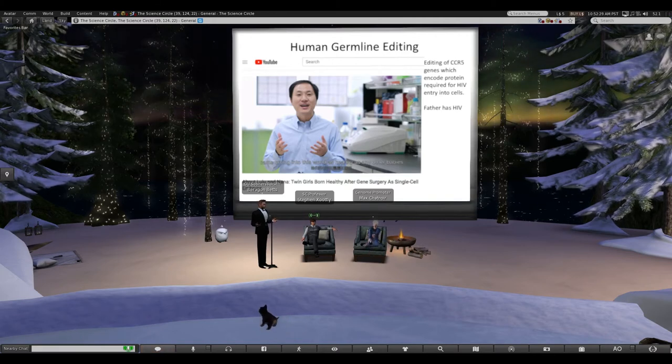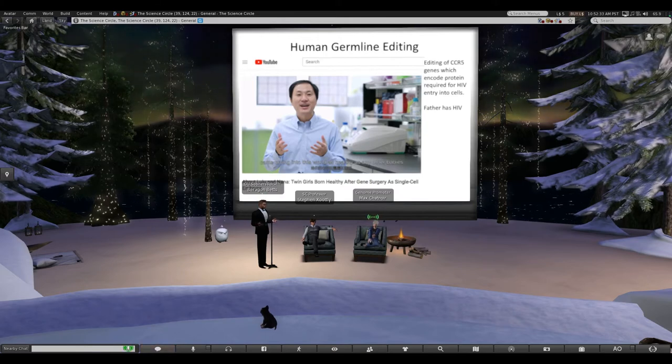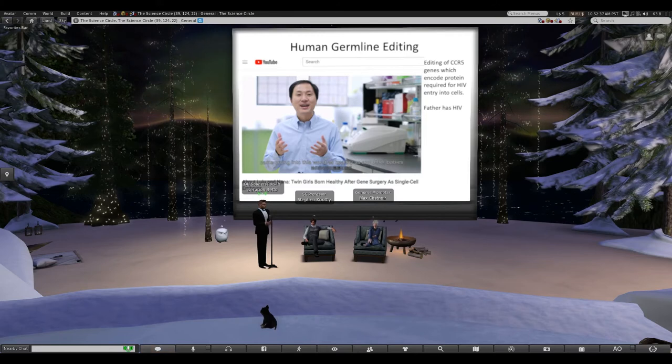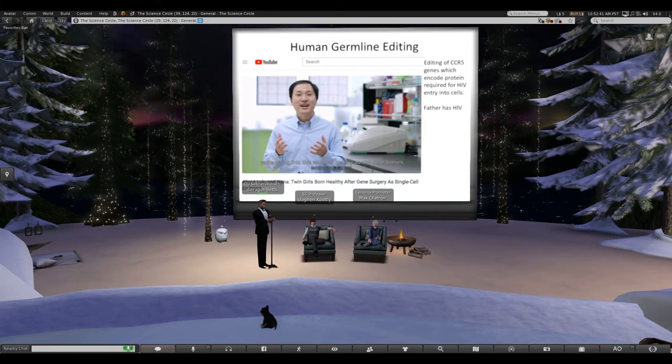So that is a good point to mention right now. He has patented that process, so somebody's looked at it. Oh, that's interesting. Teal asks, what about the children of these girls? Are edited genes passed on?